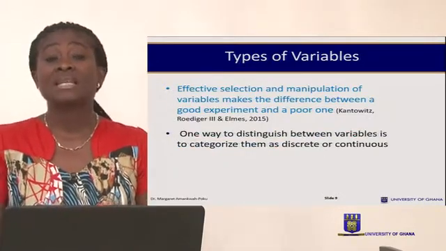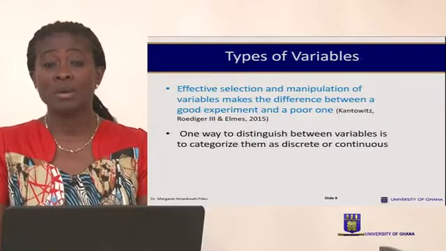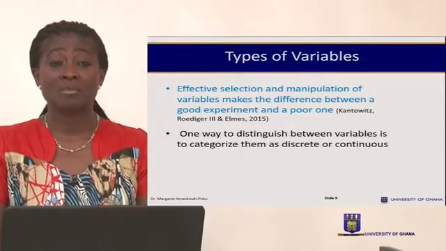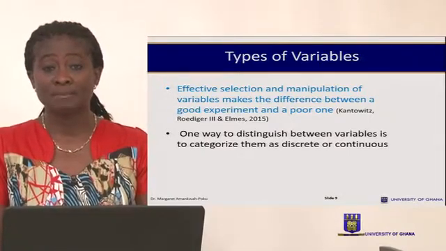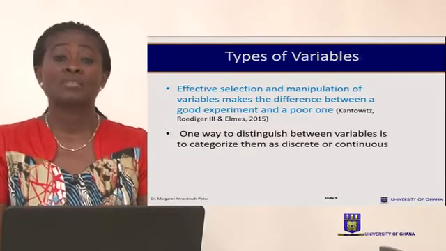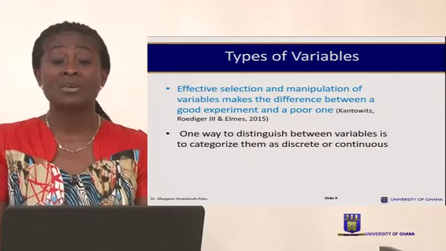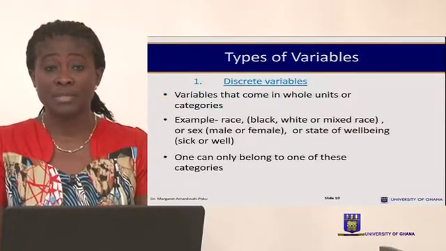So the effective selection and manipulation of variables makes the difference between a good experiment and a poor experiment. If you don't choose your variables well, if you don't manipulate them well, that can affect the outcome of your study. You can end up with a poor experiment. Now, there are various ways in distinguishing variables. One way of distinguishing variables is by categorizing them into discrete variables or continuous variables.